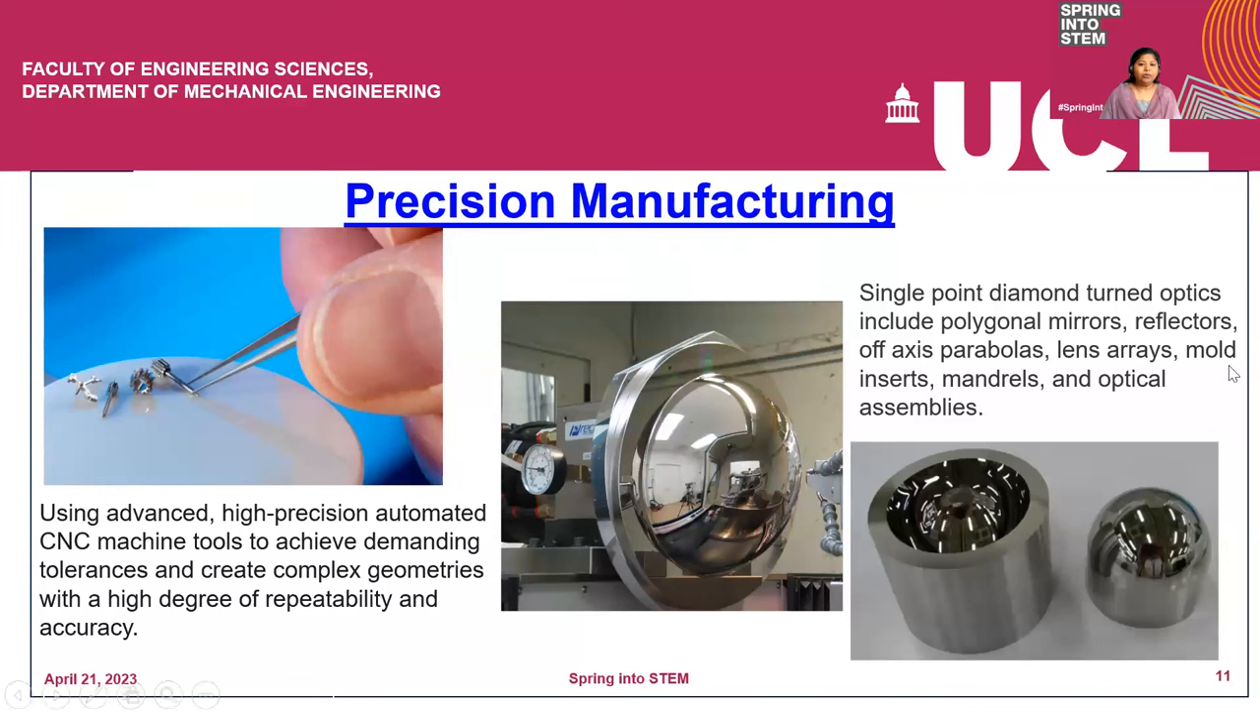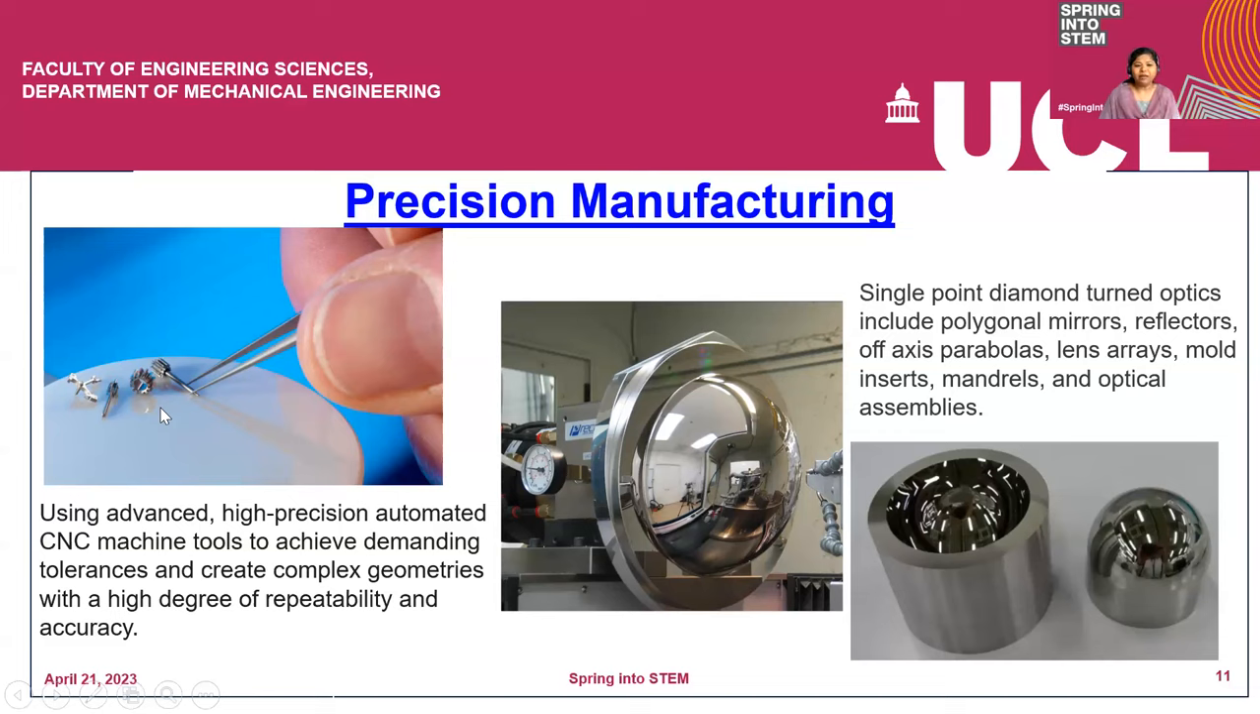The next concept that I would explain today is precision manufacturing. These precision manufacturing techniques are used if you want to manufacture high precision products that would require demanding tolerances, that is, tight tolerances in microns. And if you want to create complex geometries with a high degree of repeatability and accuracy, these components can be machined only from high precision automated CNC machines.